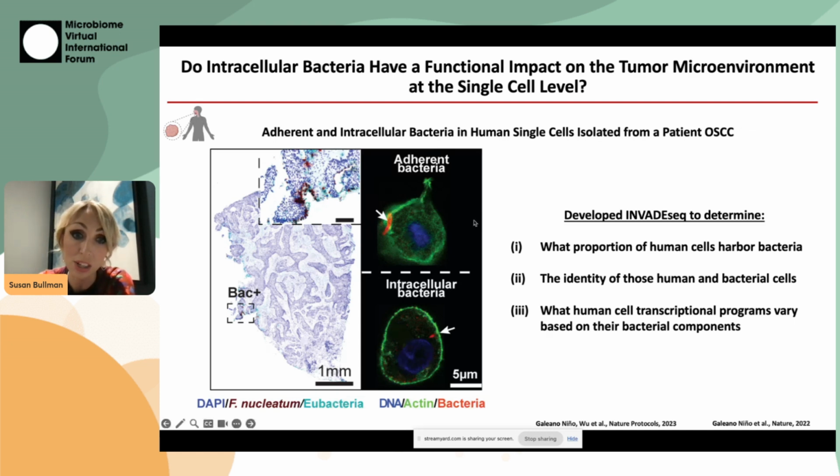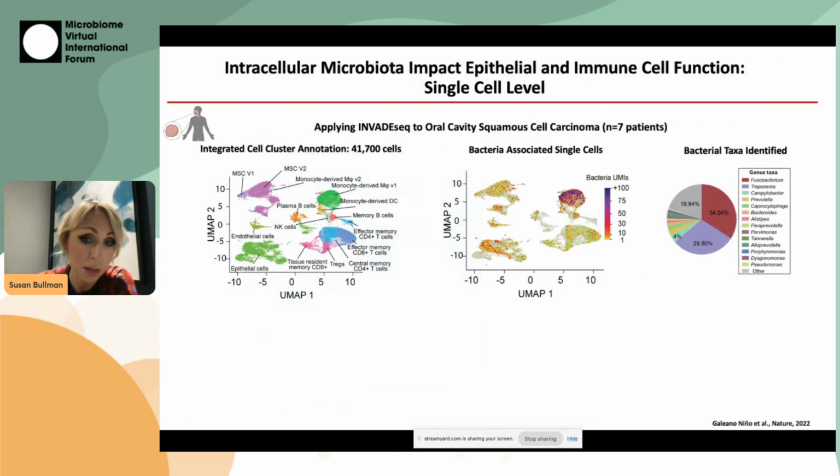And again, these are single cells here on the left that have come directly from a patient's tumor, and we can identify adherent and invasive bacteria in the cells directly from the tumor. And in the last minute or so, I'm just going to show you some of our single cell sequencing data from these patients' tumors. So here we have oral cancers of the tongue. So these are oral squamous cell carcinoma. We have 7 patients. We generated close to 42,000 single cells.